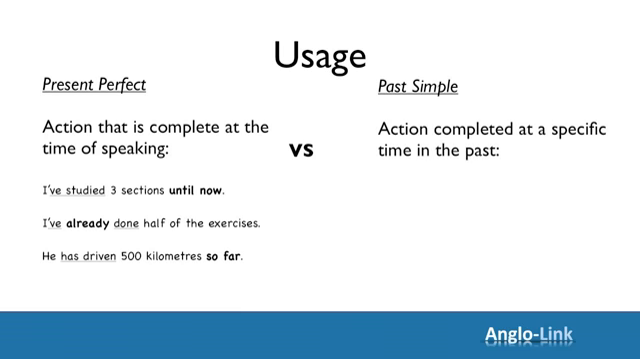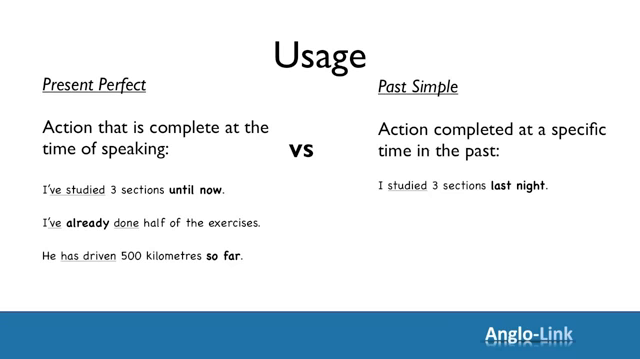Let's look at the examples. First example, I've studied 3 sections until now. The action is complete, but we don't know when. If we add the when element, if we specify the time in the past, the tense changes to past simple. Let's watch the change. I studied 3 sections last night.